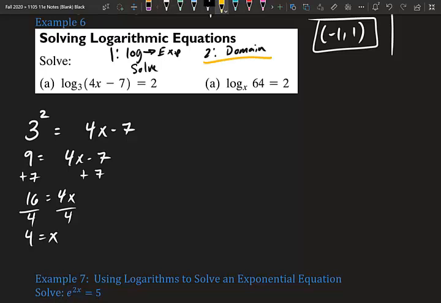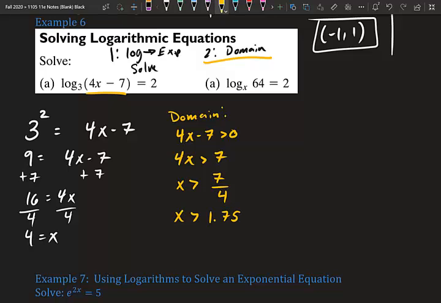So let's find our domain. Remember, the domain is argument is greater than 0. So 4x minus 7 is greater than 0. So we have 4x is greater than 7. Divide by 4, so x is greater than 7 over 4. Now, 7 over 4, I don't know what number that is. It's 1.75.